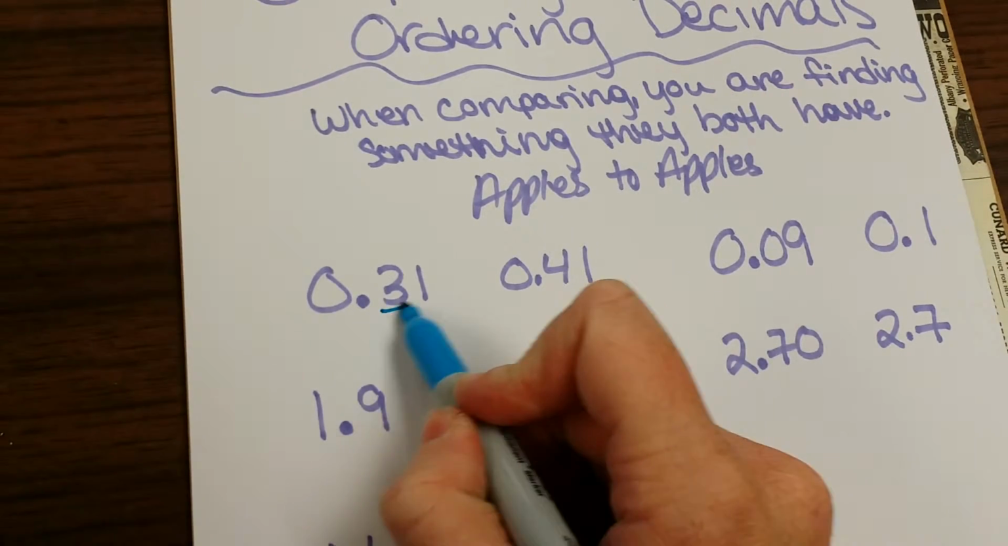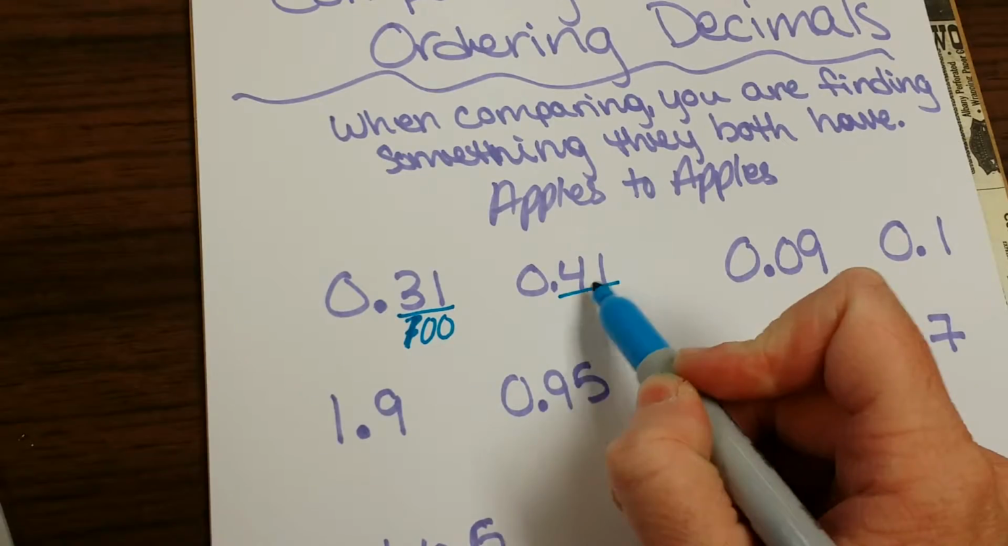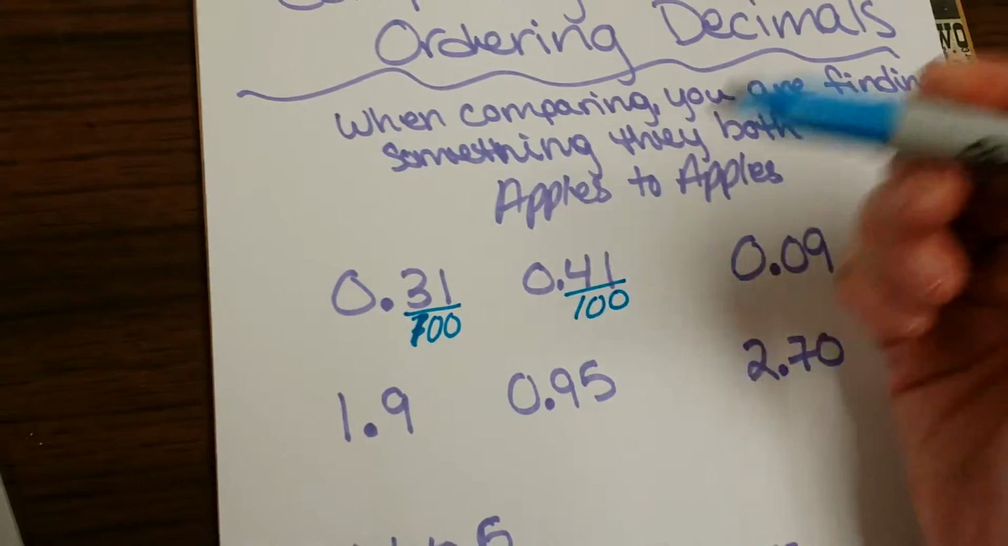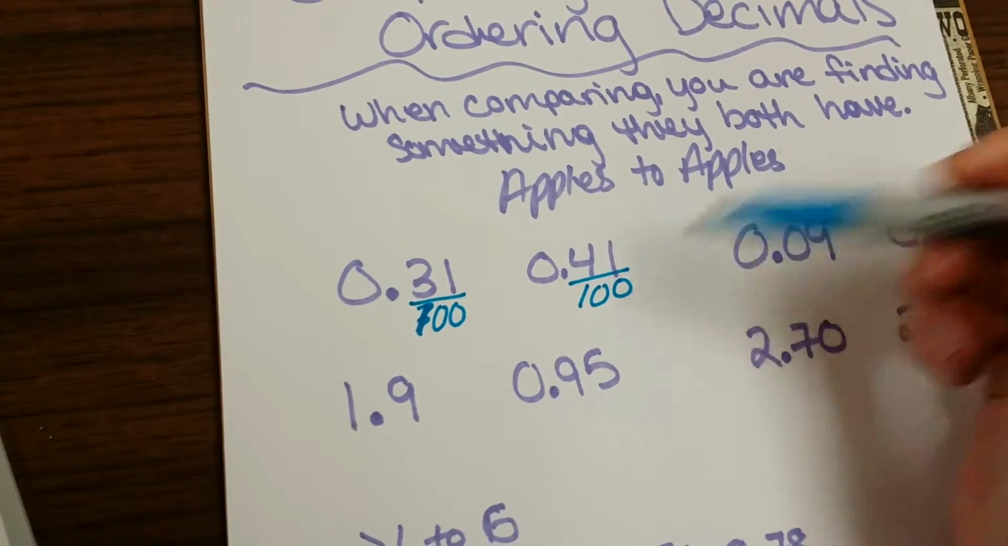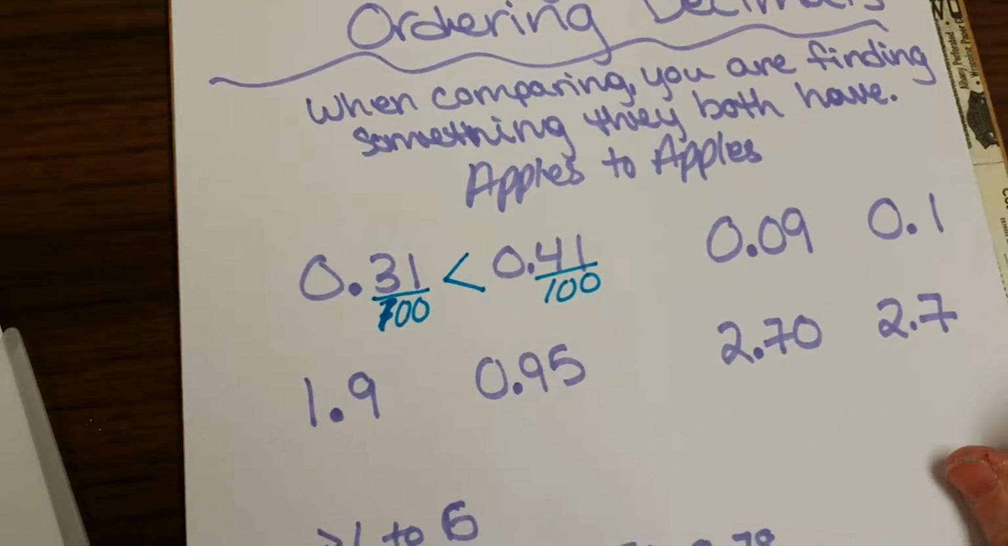31 hundredths. If you think of it as a fraction, it looks like this, 41 hundredths. So which is more, 31 out of 100 or 41 out of 100? Well, that's pretty easy to know that 41 out of 100 is more.